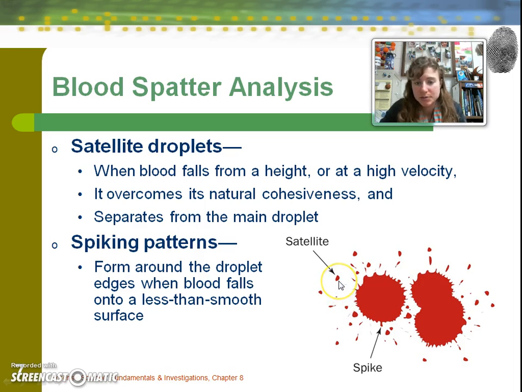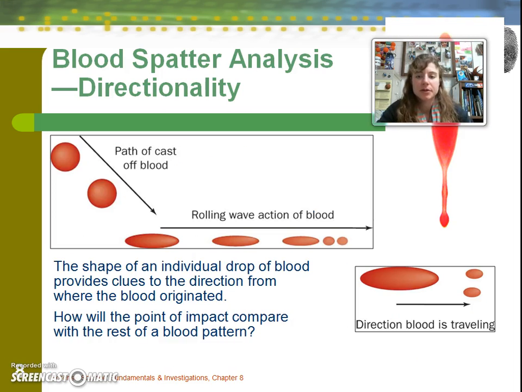The satellite is specifically those patterns of the blood that has had enough energy to totally move away from the parent drop. The spikes are still connected to the parent drop, and whereas the satellite droplet says more about the height or the velocity of the blood, the spikes tell more about the texture of the substrate. So you can imagine that a very smooth, let's say tile substrate, would not produce a lot of spikes. But a substrate like concrete or something that's very textured would produce more spikes.